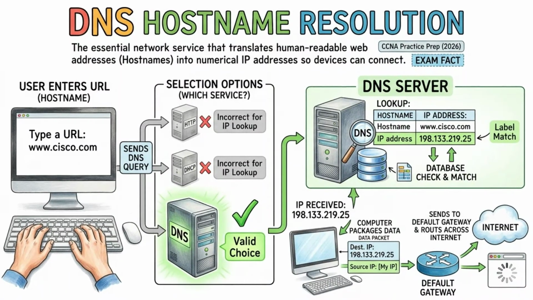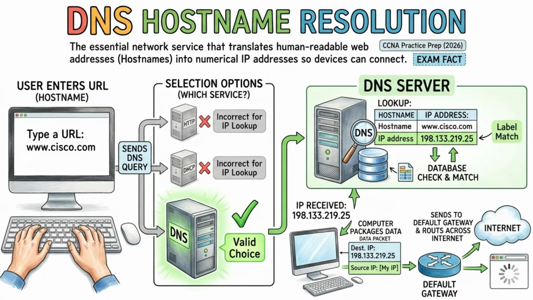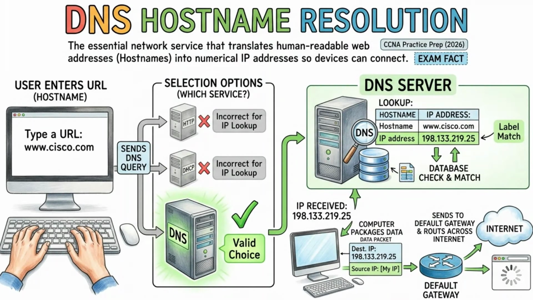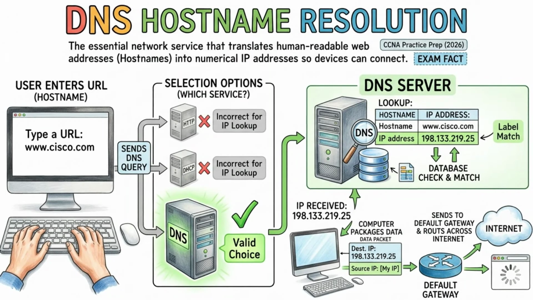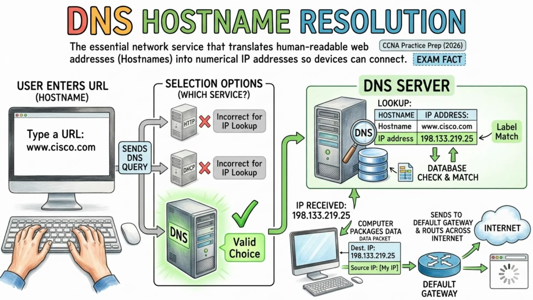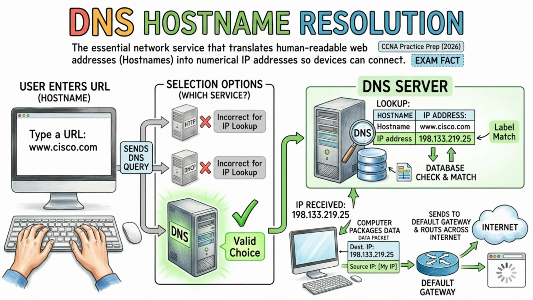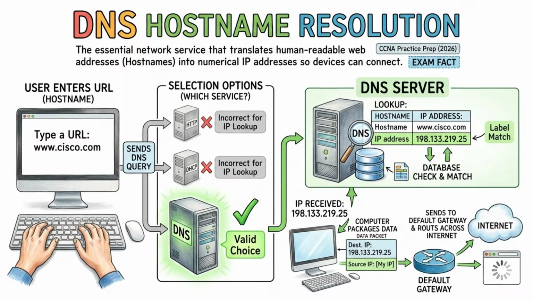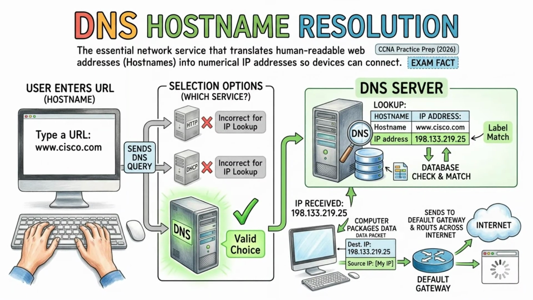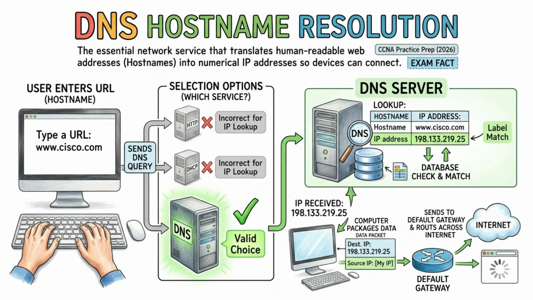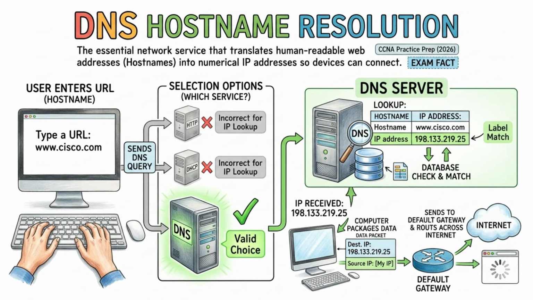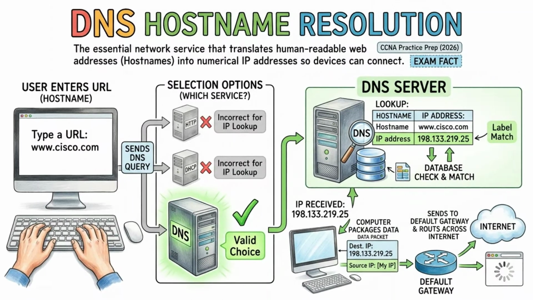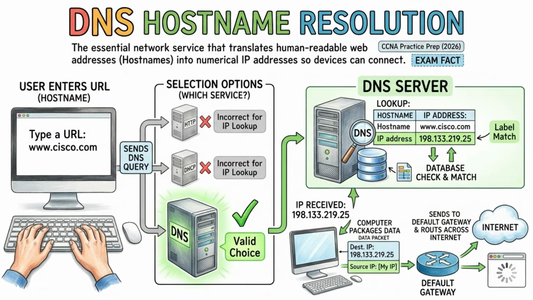When you type a web address into your browser, your computer silently sends a DNS query to a specialized DNS server to ask for the corresponding IP address. The DNS server checks its massive database, finds the correct numerical address, and sends it back to your computer in a fraction of a second. Once your computer has that destination IP address, it can quickly package the data and send it to the default gateway for routing across the internet. You will frequently see exam questions asking you to specifically identify DNS as the primary service responsible for resolving hostnames to IP addresses.